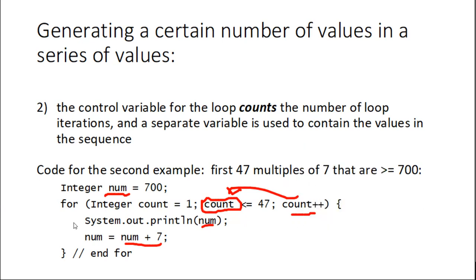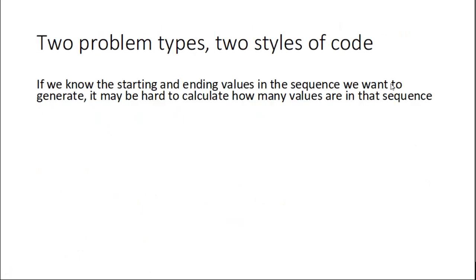Okay? So you see the difference between that and the other example. In the other example, the control variable for the loop is what was also being processed inside the loop. Here, the control variable for the loop is a different variable from the value being processed. So, just to summarize, there are two problem types, and you can have two styles of code for this. If you know the starting and ending values in a sequence, it might be hard to calculate how many values there are in that sequence.